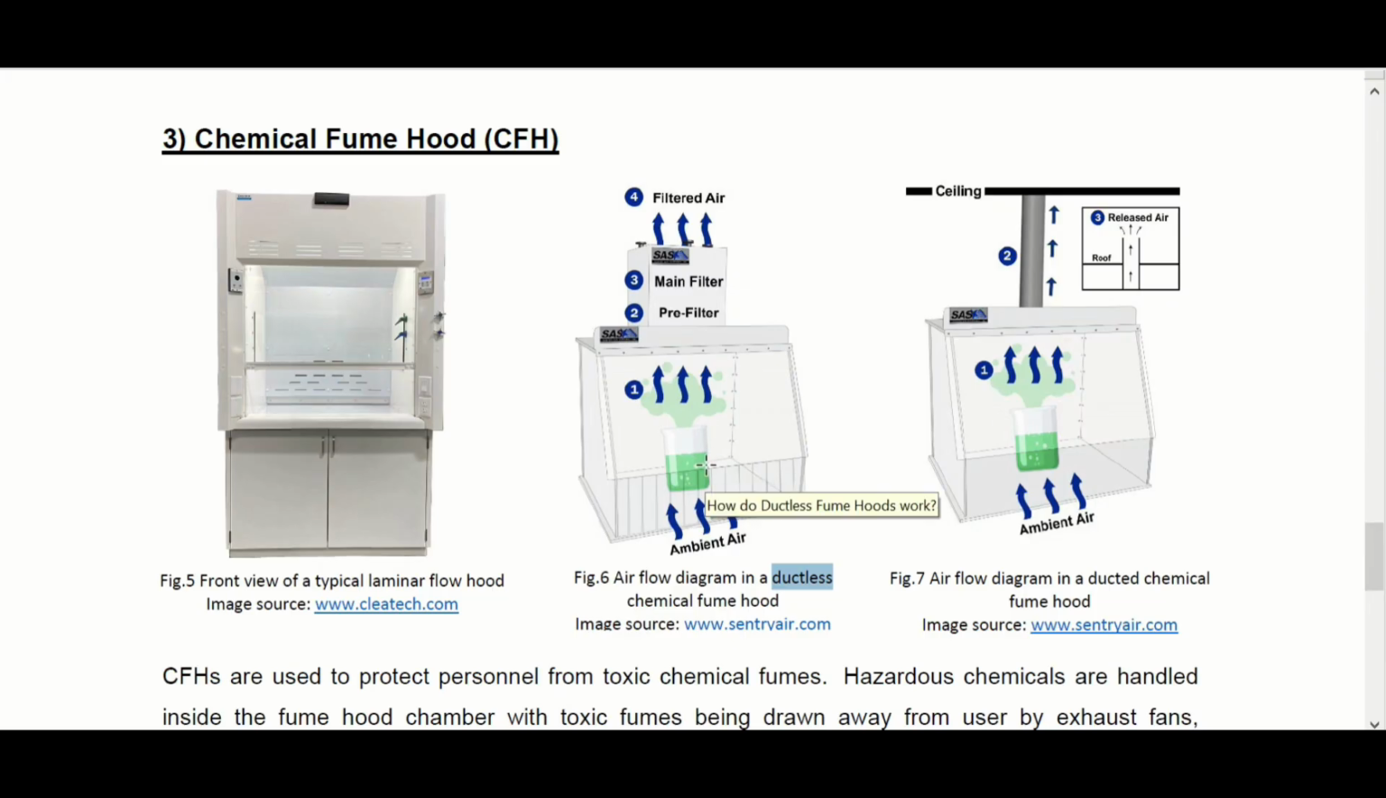So therefore, a chemical fume hood is not meant for experiments that require a clean or sterile environment, such as biological experiments. So we never use a chemical fume hood for microbiological testing, right? It's really only used for chemical experiments that involve toxic fumes or gases.